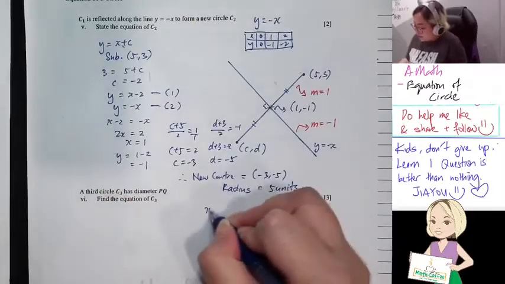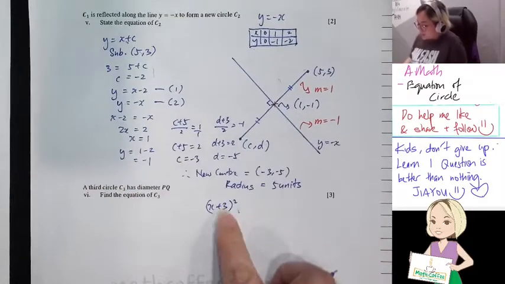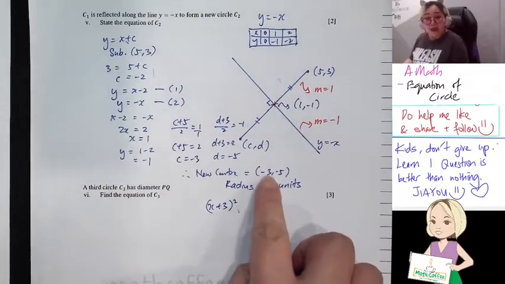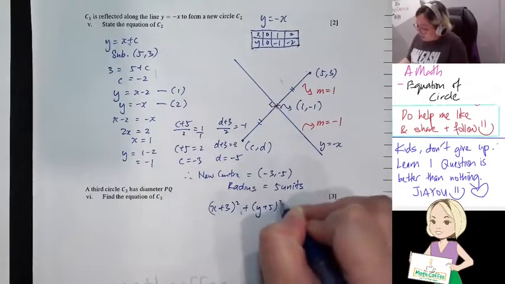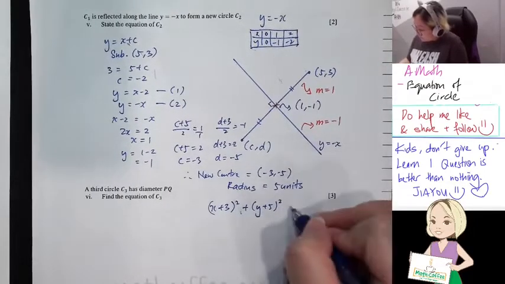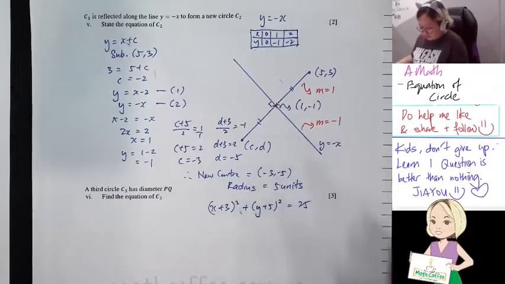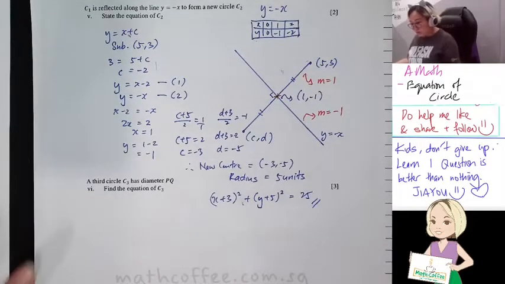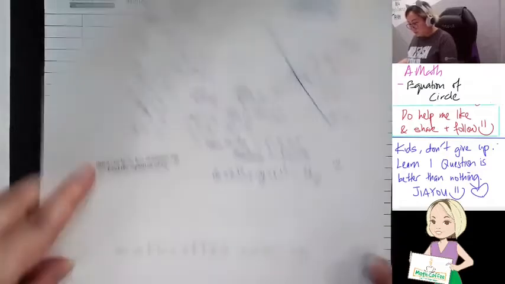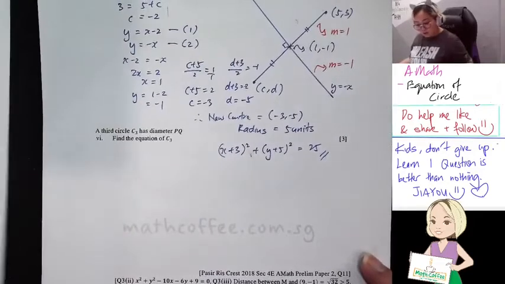So it will be x plus 3 squared. See, take note, it's no longer minus because my a is -3. So plus y plus 5 squared is equals to 25. And this is the answer. Okay. So let's move on.